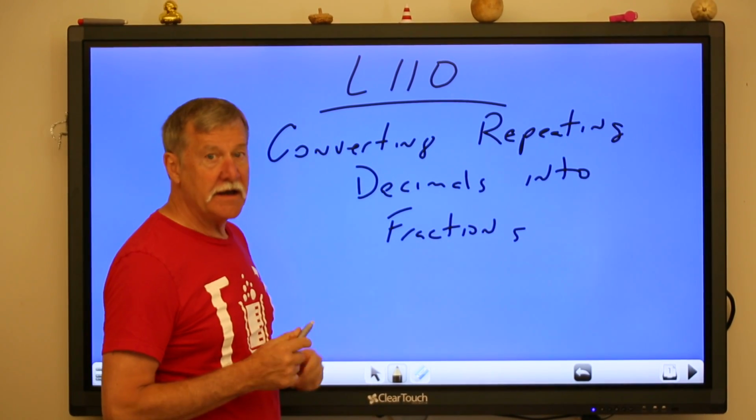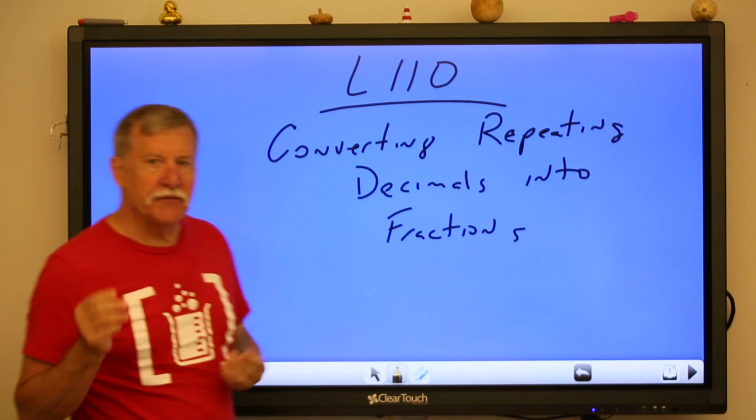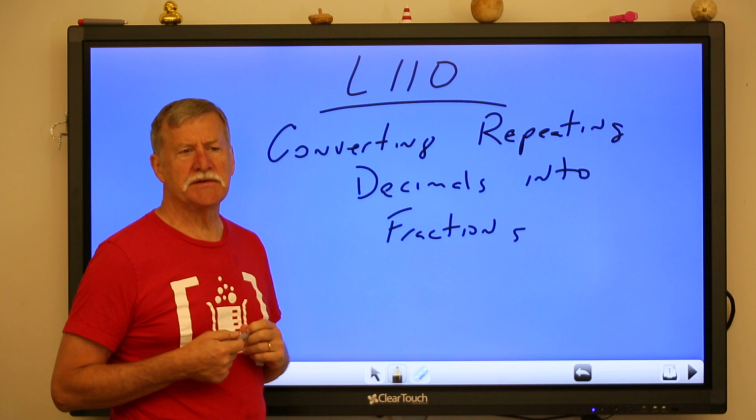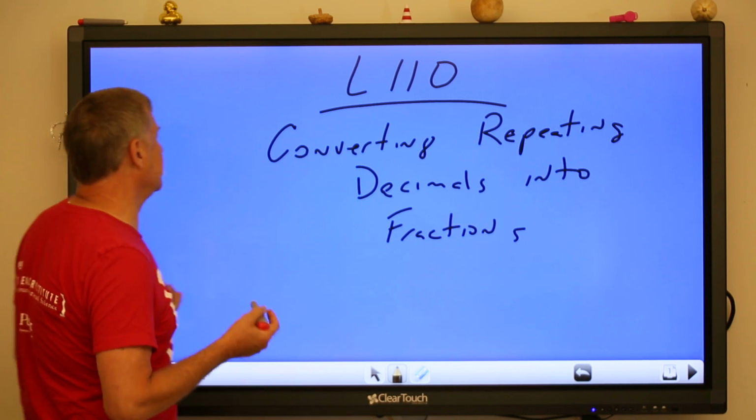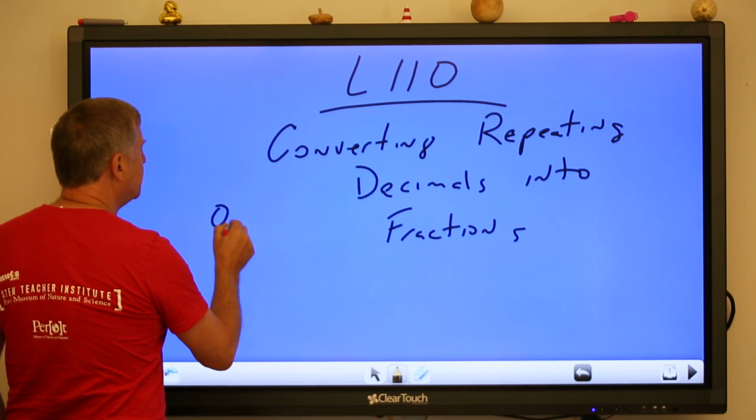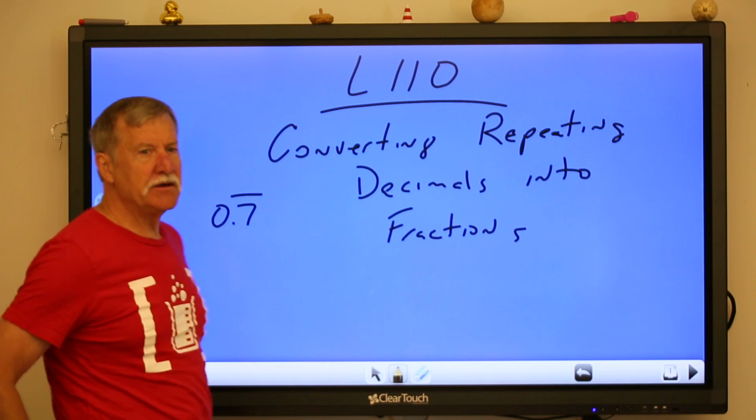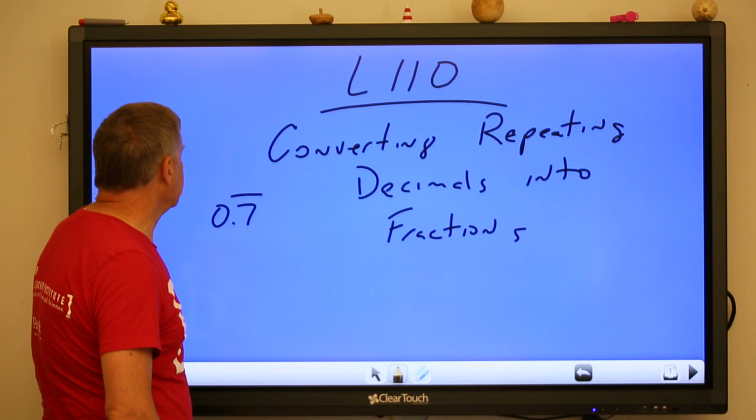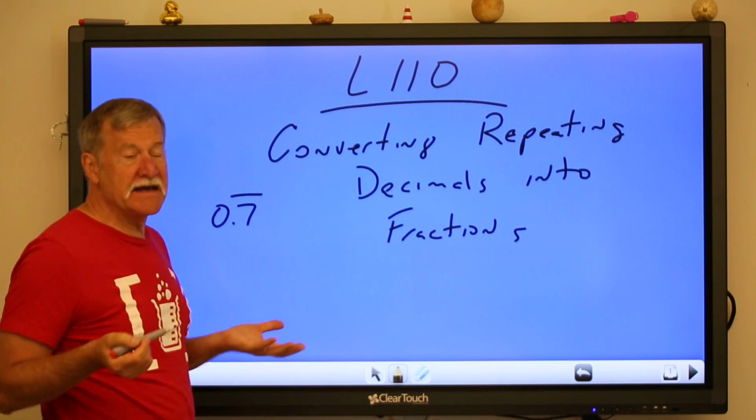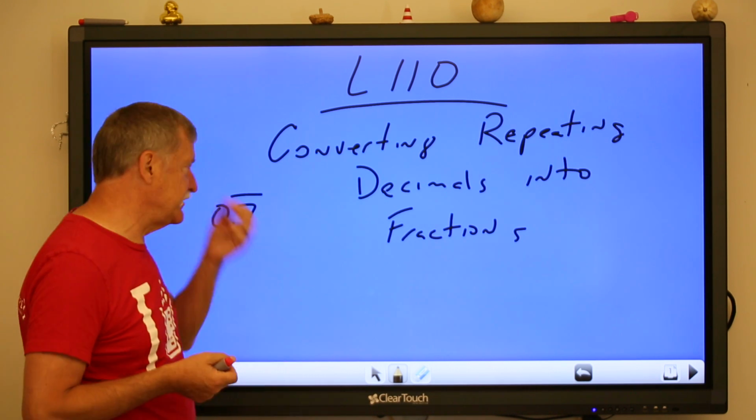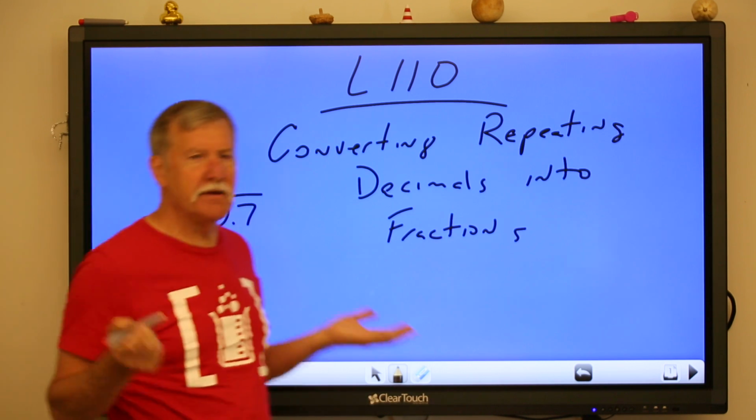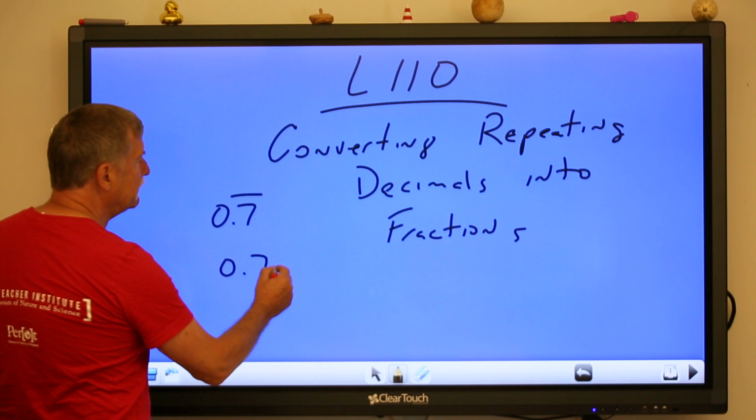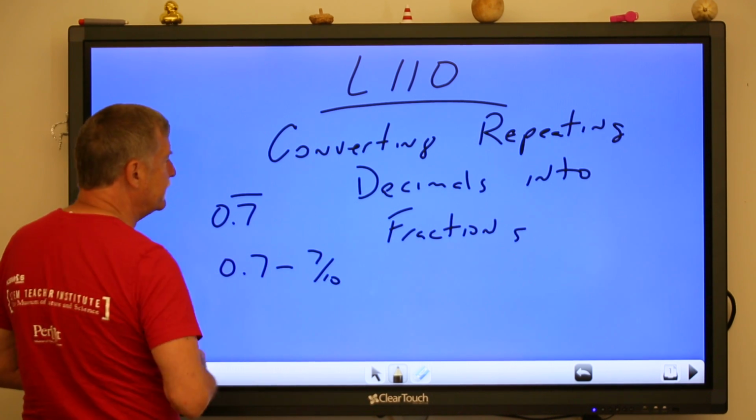Alright, 7th grade. Today, a little trick for converting repeating decimals into fractions. Now if you think about it, if you've got 0.7 with a bar over it and you want to find out what fraction that is, converting any decimal to a fraction is to put it over its power of 10, right? If this was just 0.7, we could write 7 over 10.